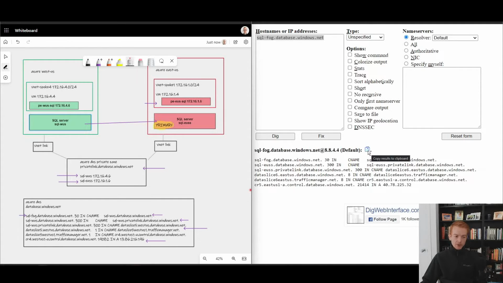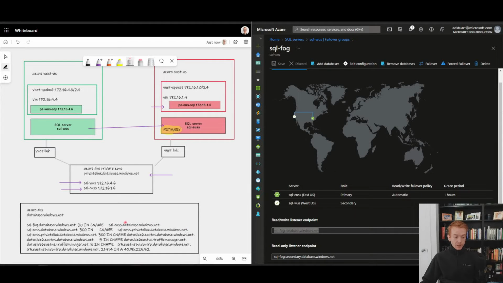Again, let's put that information in our newly updated diagram. Okay, so public DNS has been updated down here. Nothing's changed in terms of my Azure DNS private zone. I still have a single zone there. And I've still got those same A records that I had before. My SQL server is now failed over. This East US endpoint is now my primary.